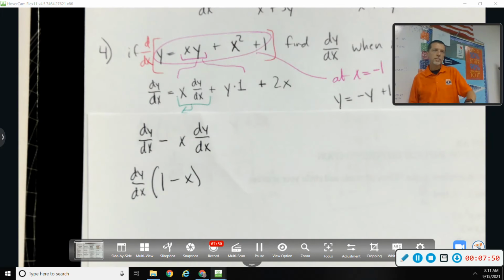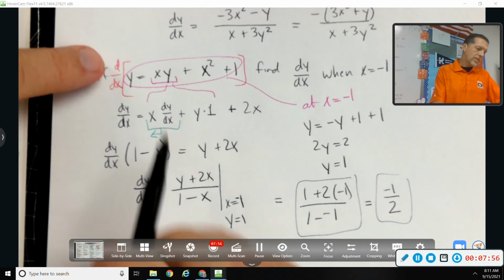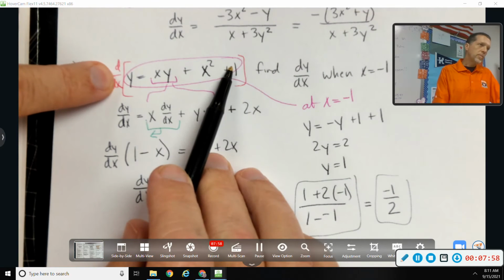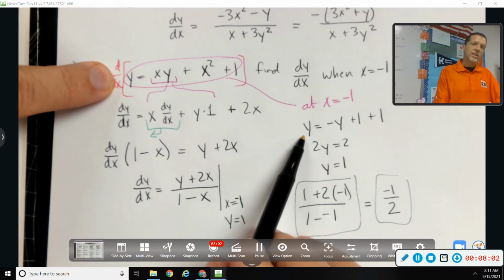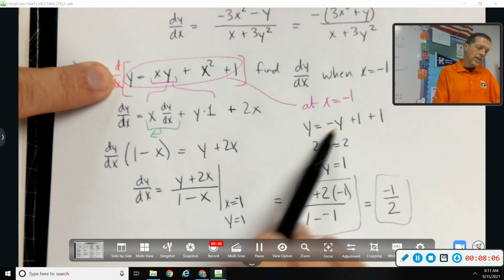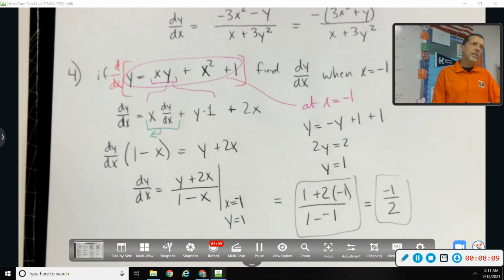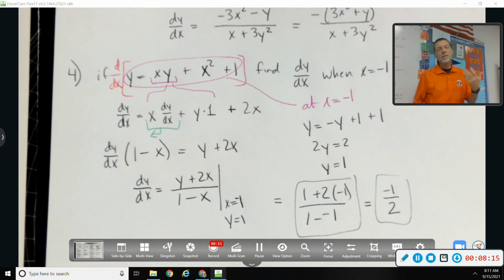Wait, how did you know that y would equal 1? Like when you plug in for the y? I had to go back to the original equation, because if x is negative 1, I need to figure out what y is. So back to the original equation, I plug in negative 1 to figure out what y is. And then I take my x and my y and plug them into my derivative. So they made this problem a little bit harder based on the algebra, not really based on the calculus.